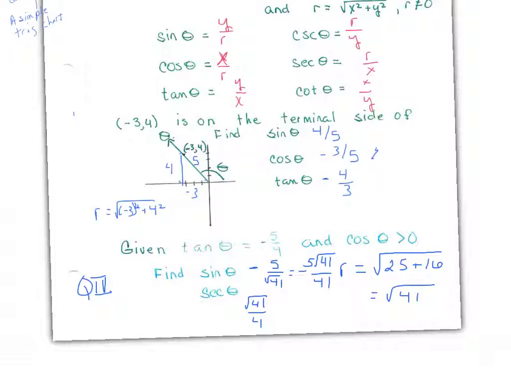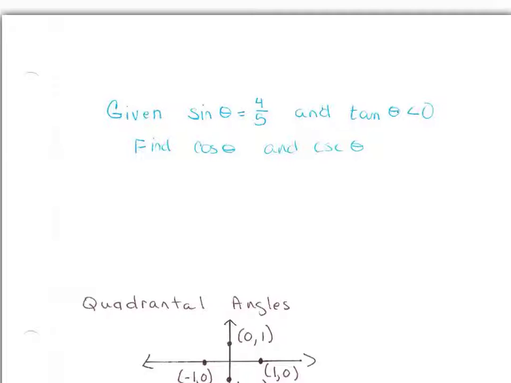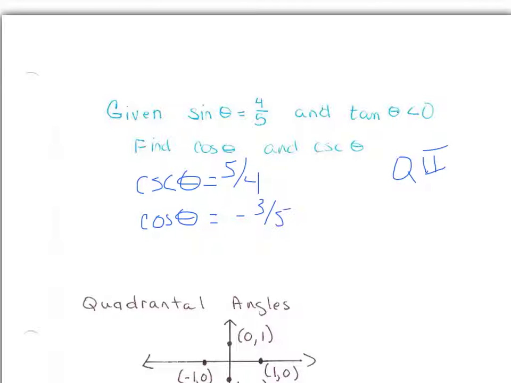Okay, let's go. All right, given that the sine of theta is 4/5, the cosecant here is 5/4. That's easy. What quadrant are we in? Quadrant 2. So what's the cosine? What'd you say? Negative 3/5. I wasn't sure if I heard the negative.